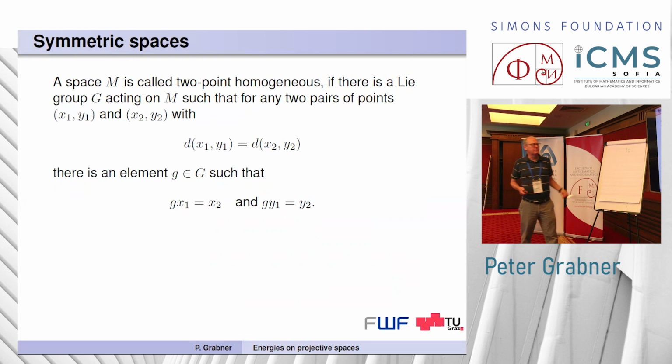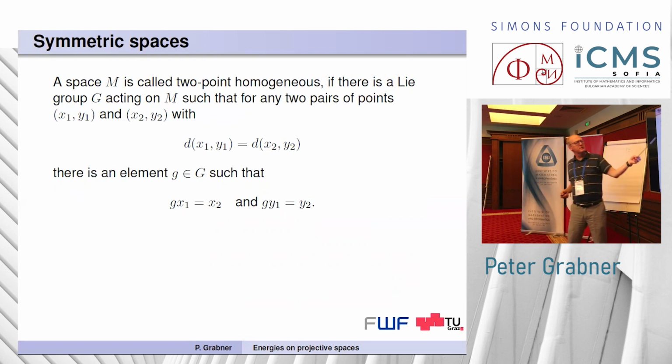And so, just to point out, a space is called two-point homogeneous if there's a Lie group acting on the space, and for any two pairs of points with the same distance, there's a group element that transports the two pairs to each other.